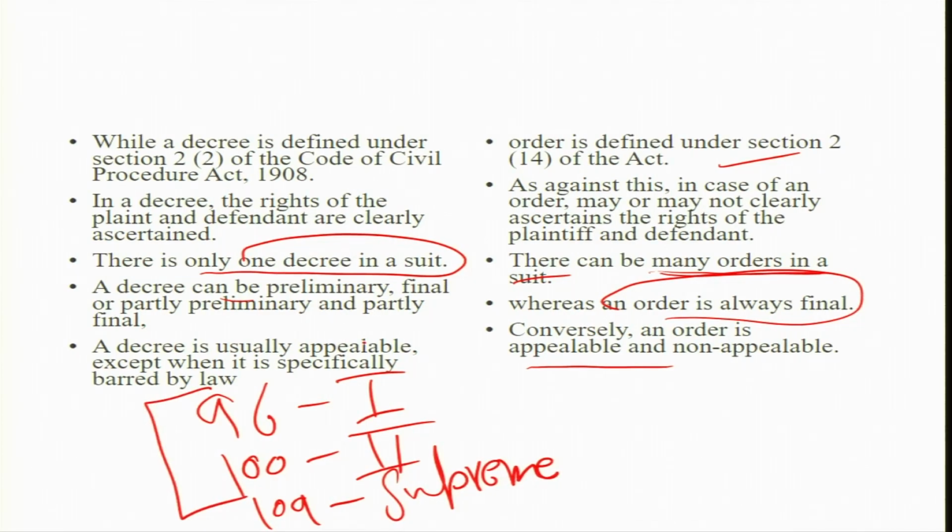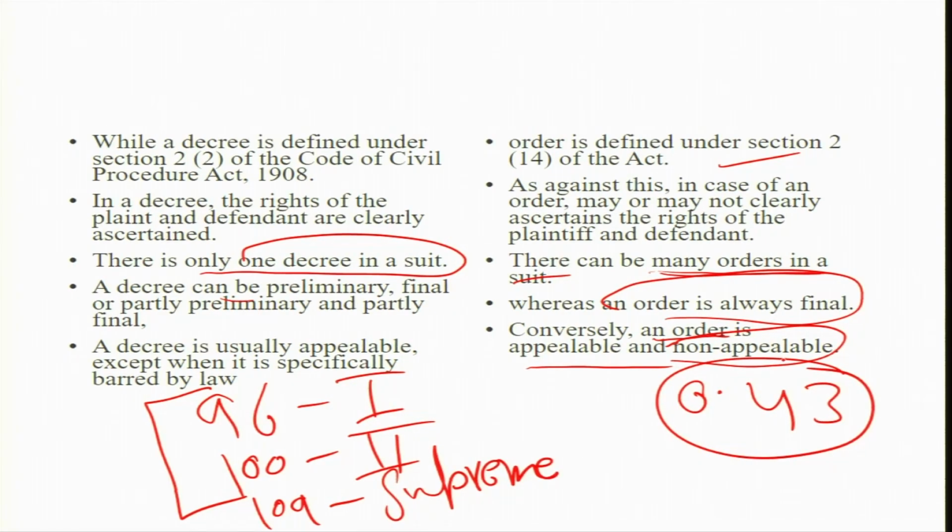A decree is always appealable, but orders are appealable as well as non-appealable. Order 43 has a list of a few orders which are appealable; the rest of the orders are not. To know which orders are appealable, you should go through Order 43 of the Civil Procedure Code. So this is all about decree and order. If you attend this session sincerely, I hope you will get benefit out of it, and you will come to know the difference between decree and order. Thank you.